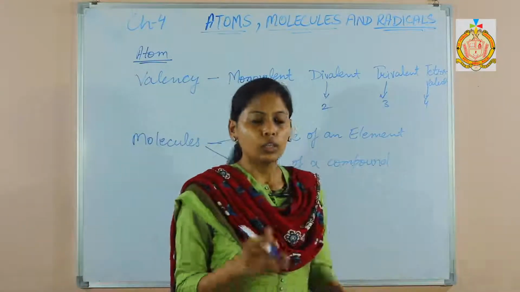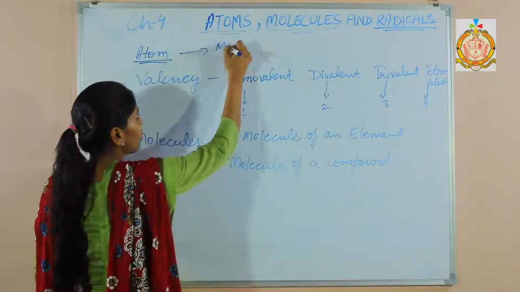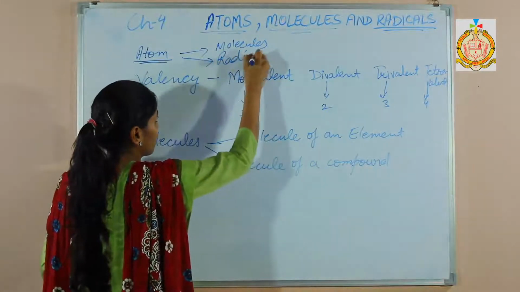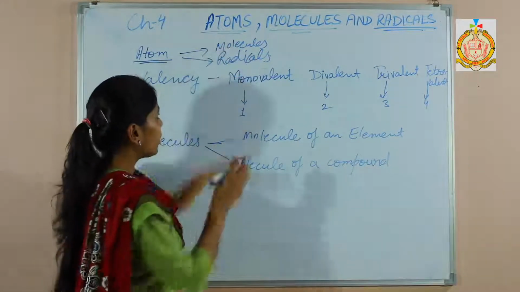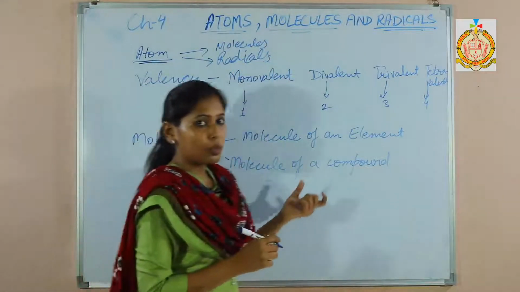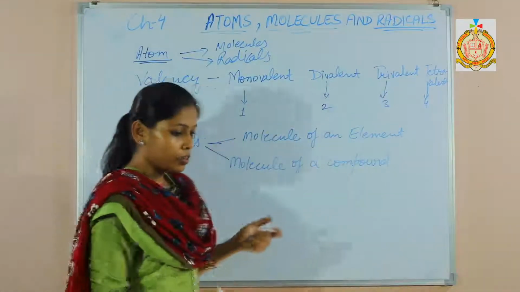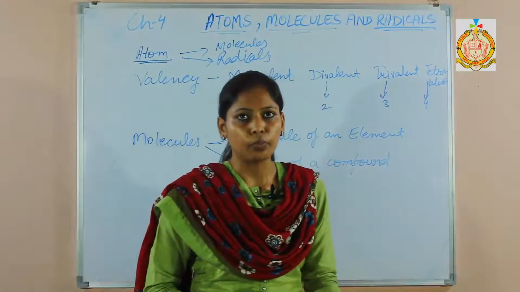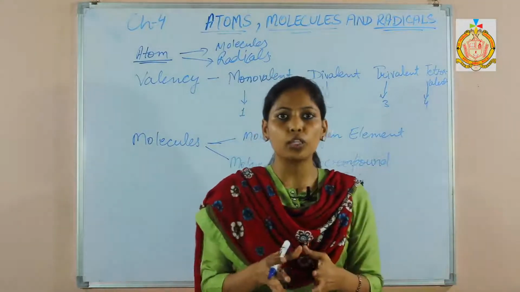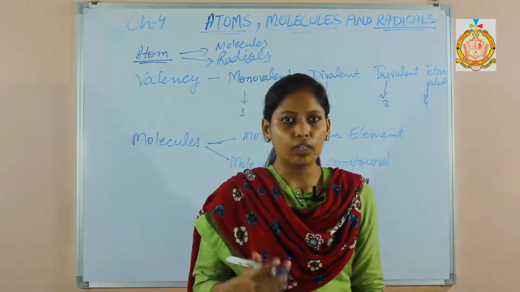One thing more about atom: atom forms molecules and radicals. So atom is the main basic unit of molecules and radicals. Next is the definition of atom. Atom is the smallest part, the smallest unit of an element that takes part in chemical reaction.